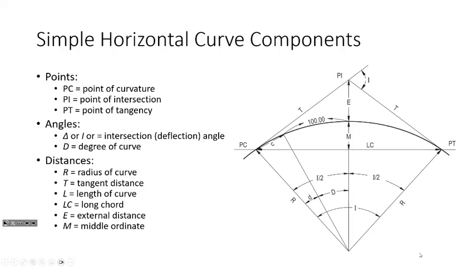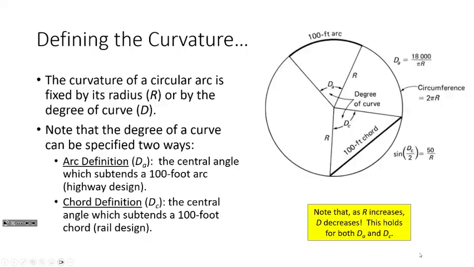The other two distances we have are the external distance and the middle ordinate, and those we're going to use in our CAD lab for as-built surveys here in a bit. Okay. Now, yes?